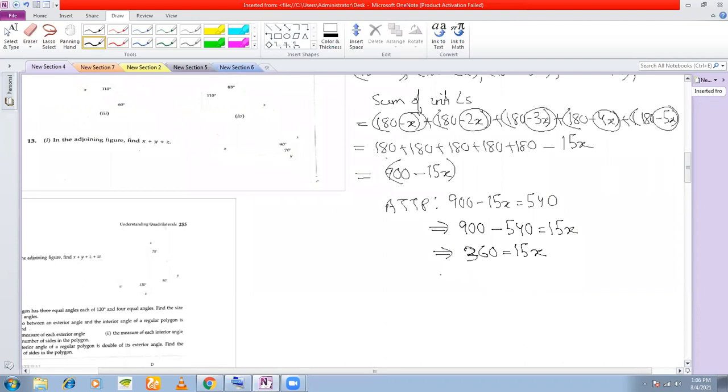Sir, instead of taking 15x to the right side, can't we take 900 to the right side? Yes, same thing. Let's do it that way. Because sir, you told that always try to have the variable part on the left side. Yes, okay, let's do it that way.